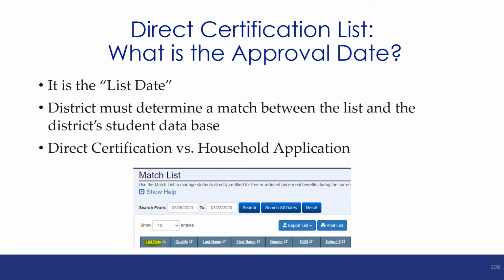The exception to direct certification taking precedence over an application is if a student is on the direct certification list as Medicaid reduced. In this case, the household has the right to complete a meal application if they think they may qualify for free meals based on household size and income.